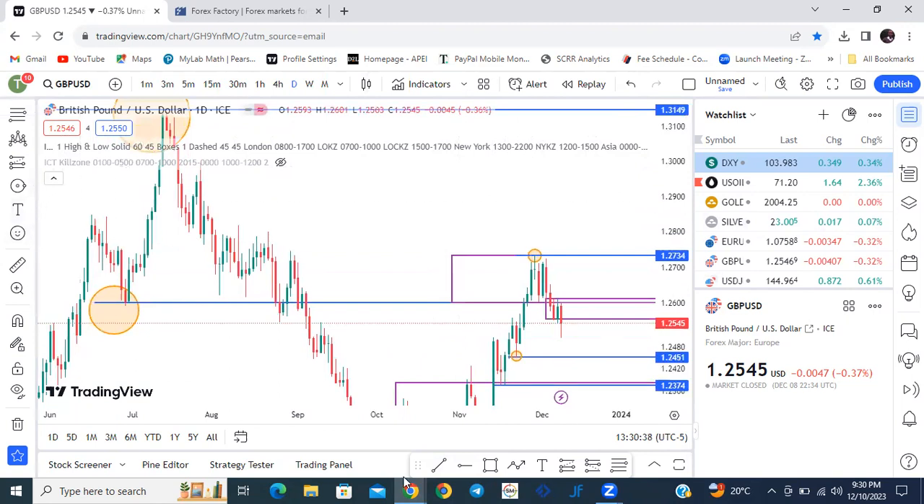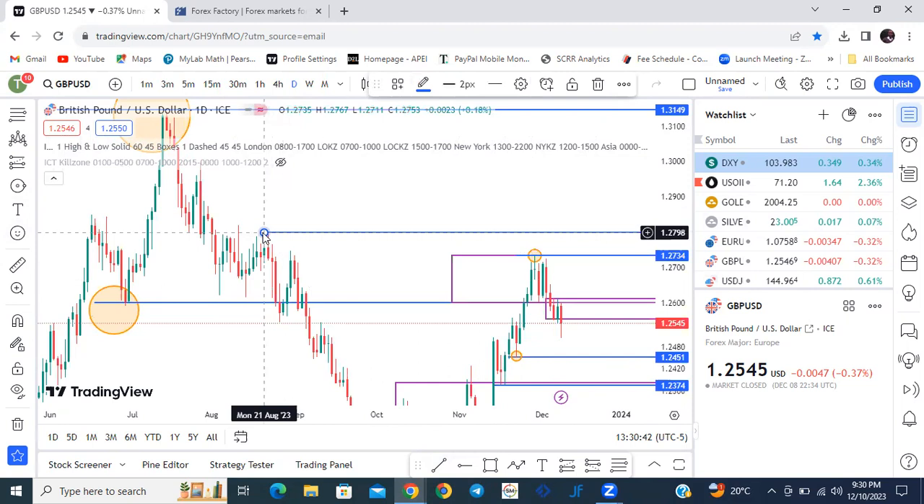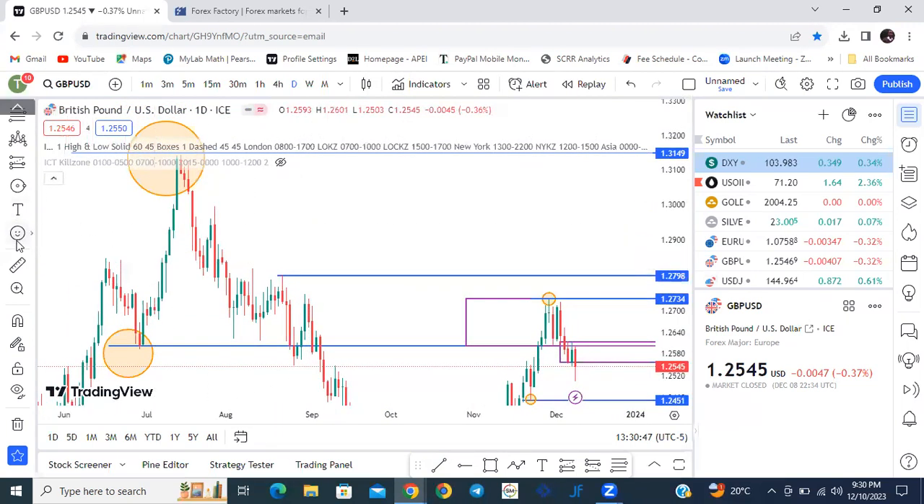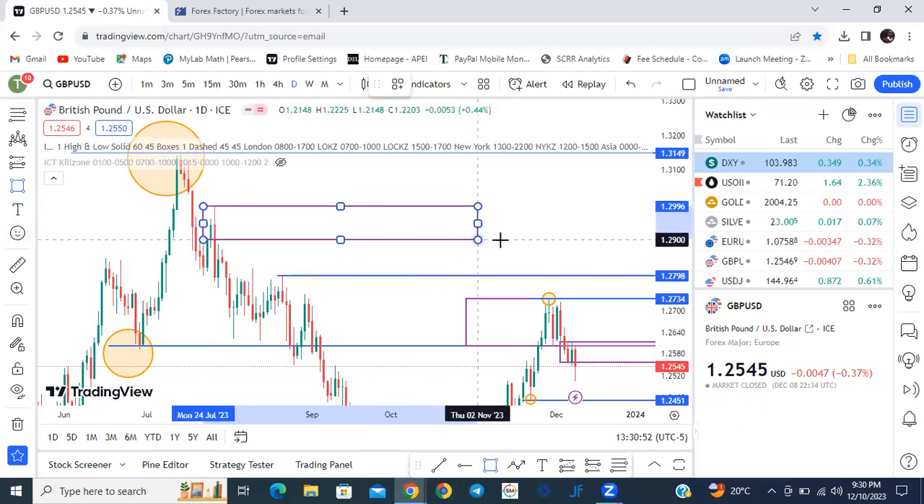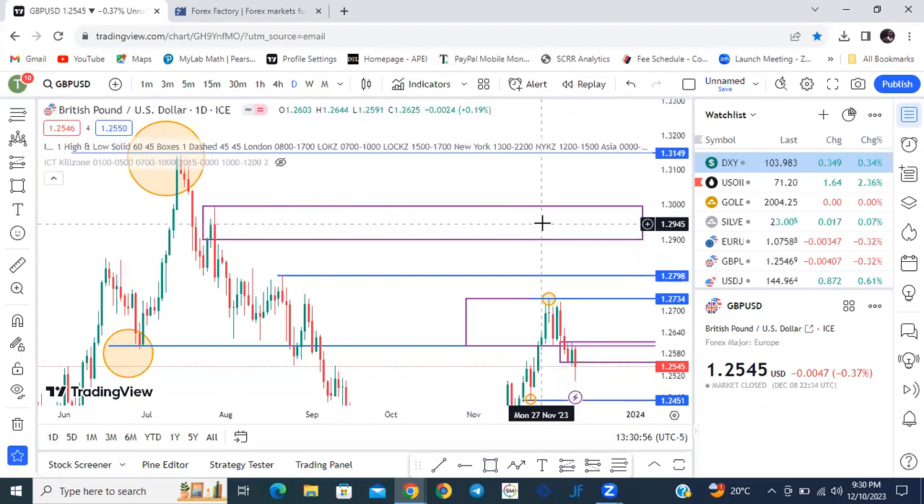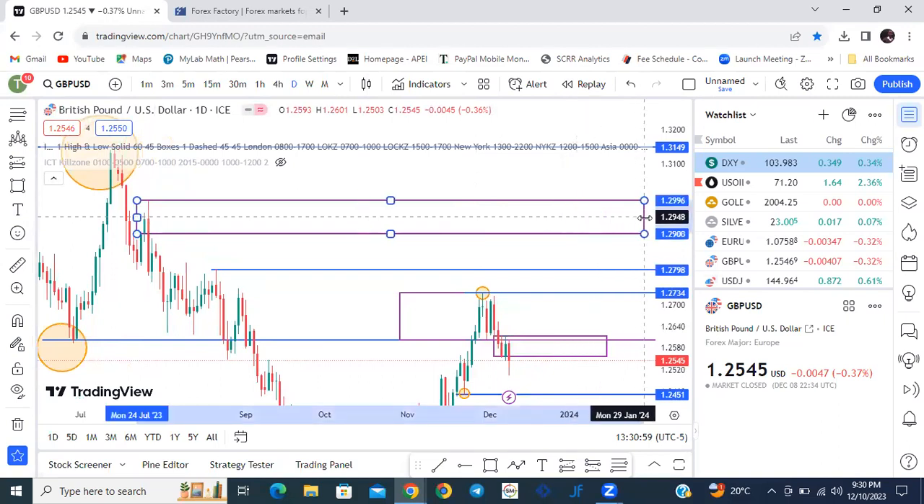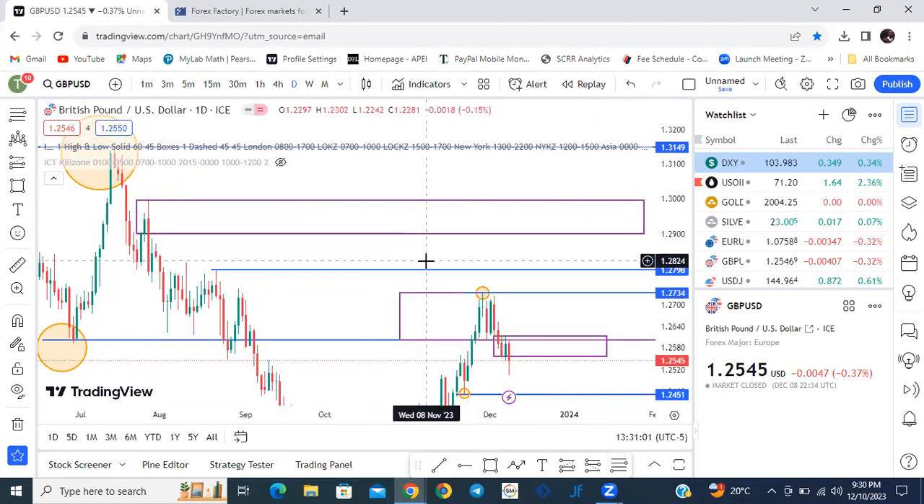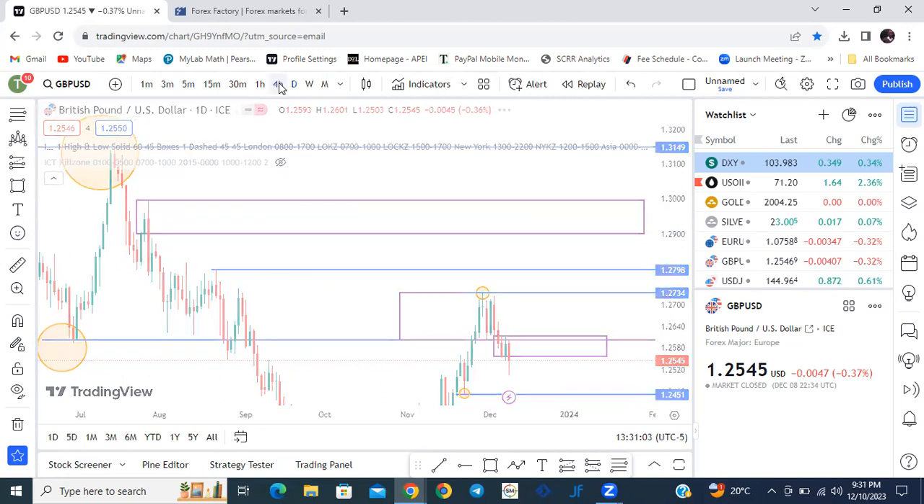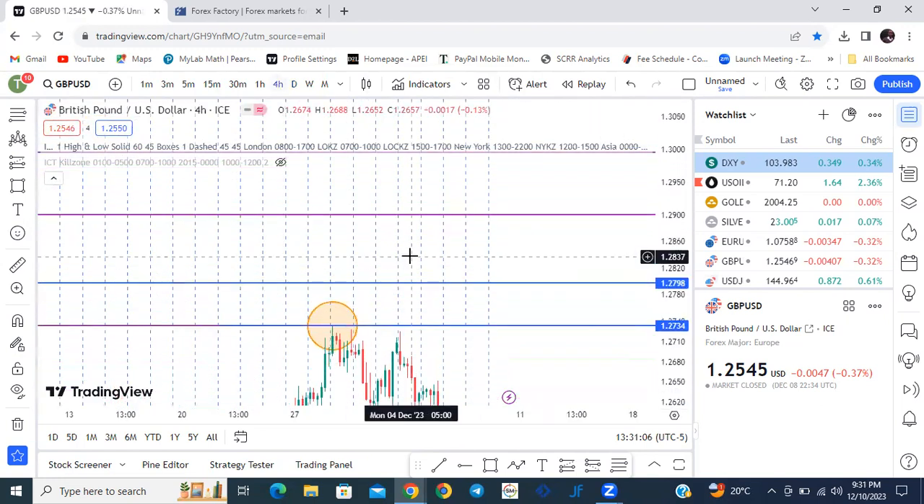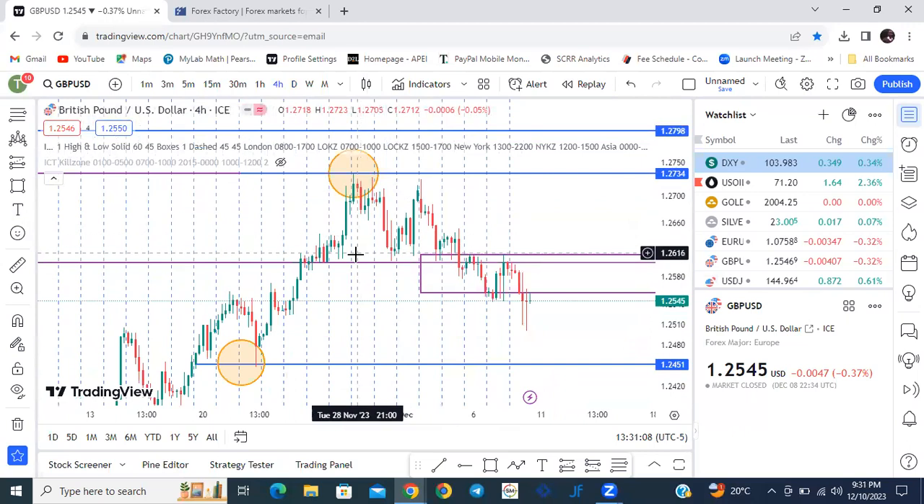that is 1.2734. And then the next level that we shall be looking at is 1.2798, and then we shall be waiting for the price to this area. We have a supply area on the daily that is not tested yet, so we shall be looking for the price to reach these levels. In the 4-hour time frame, we can confirm a break of structure, that is BOS.